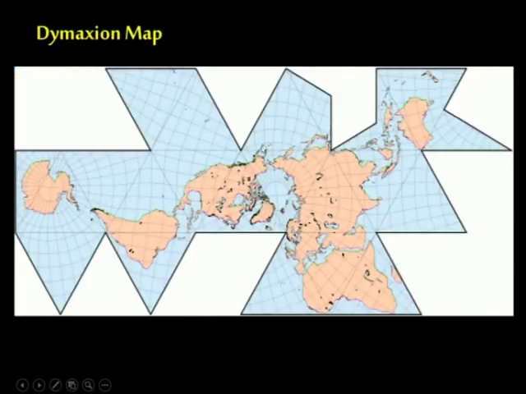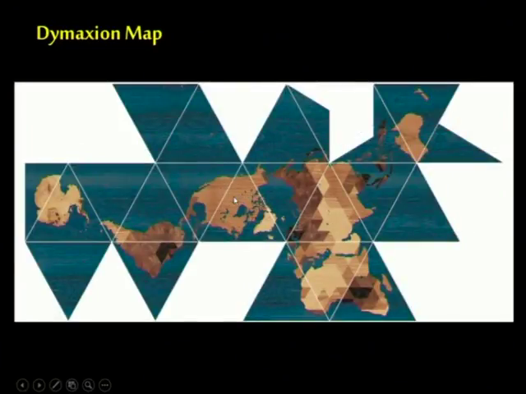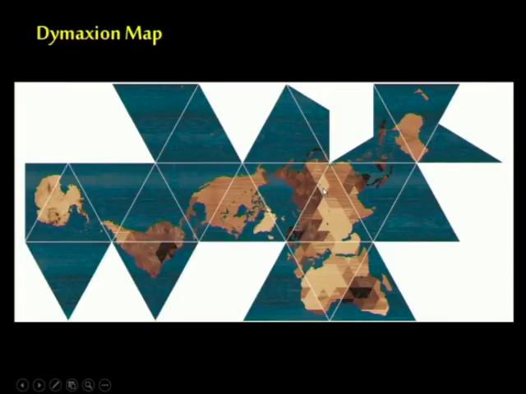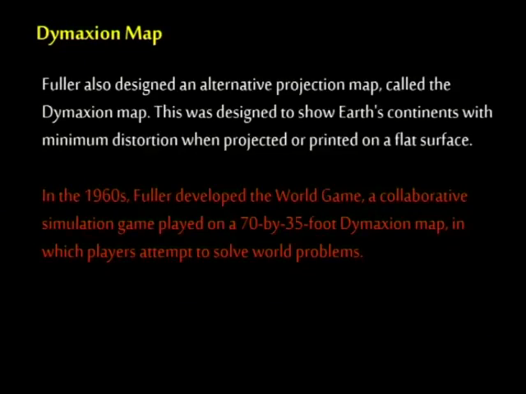It is the same map which Richard Buckminster Fuller designed. It uses the same concept, the same idea of splitting into triangles, but it is made of wood rather than paper. In the 1960s, Fuller developed a game called the World Game.